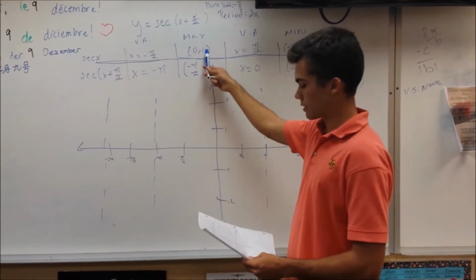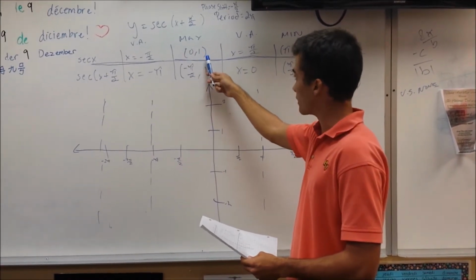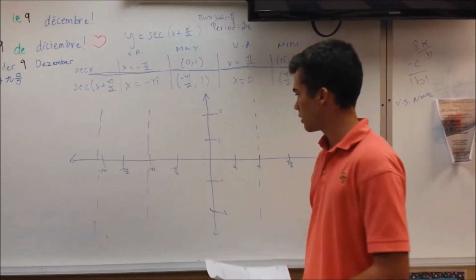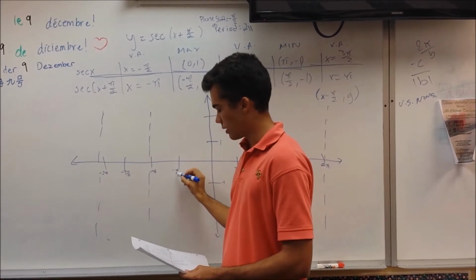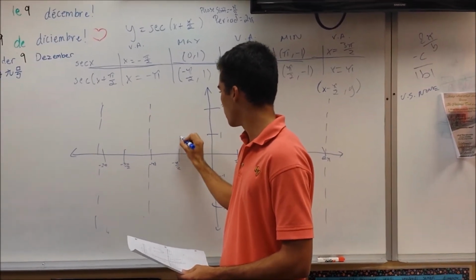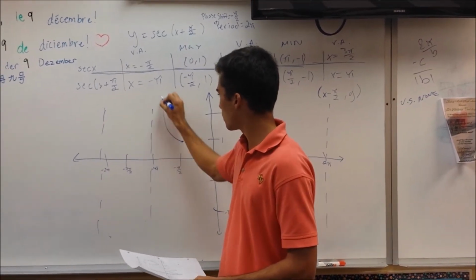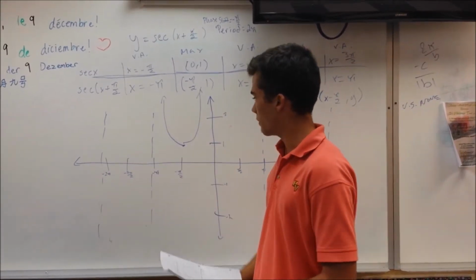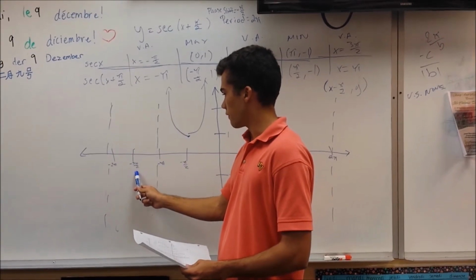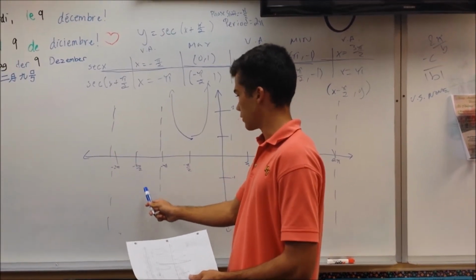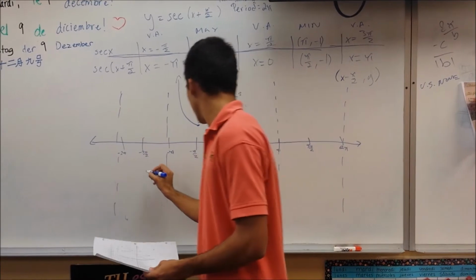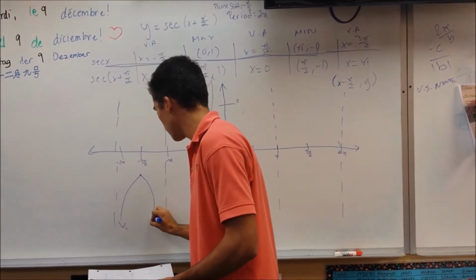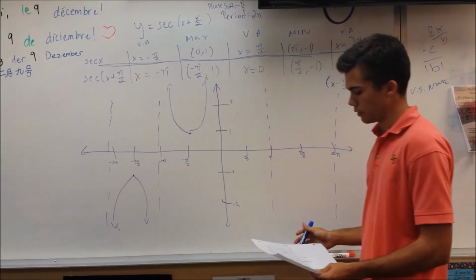So our first maximum is at negative pi over 2, 1. So we define that, and that is right here. So negative pi over 2, 1. And then our first minimum would be at negative 3 pi over 2, negative 1. So we would graph that. And that is one full period.